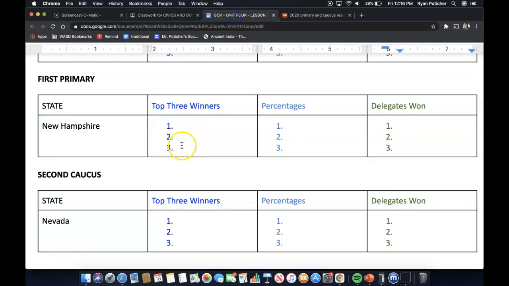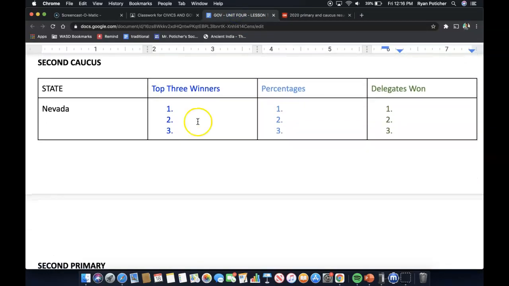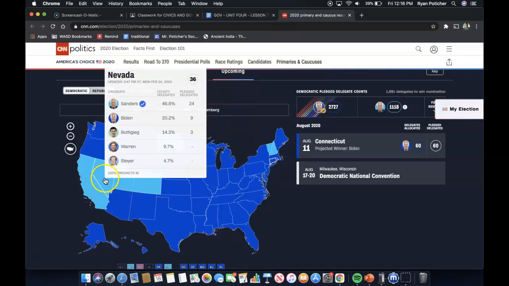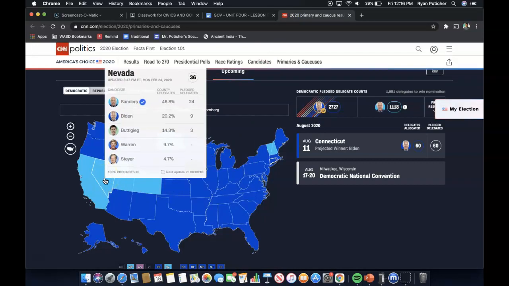Let's go to the next state here. The second caucus is Nevada. Nevada is all the way over here. Bernie Sanders won the caucus in Nevada, followed by Joe Biden, followed by Pete Buttigieg. Bernie Sanders won 46.8% of the county delegates, Biden won 20.2%, Buttigieg won 14.3%. And in terms of pledged delegates, Bernie Sanders won 24, Biden won 9, and Pete Buttigieg won 3.